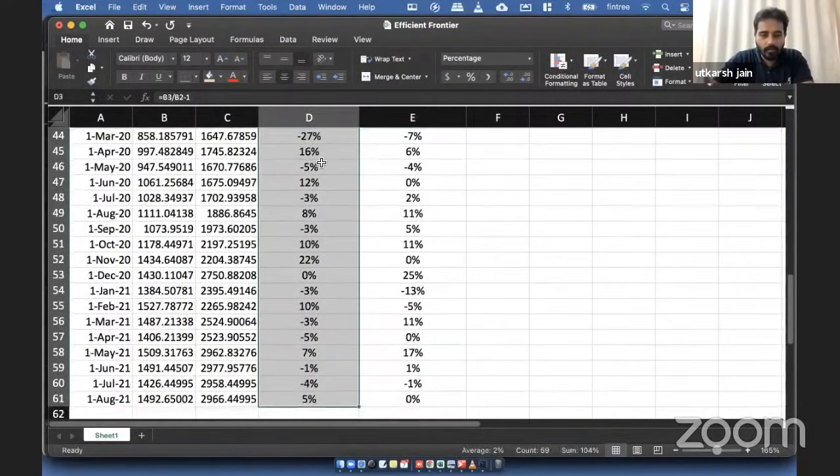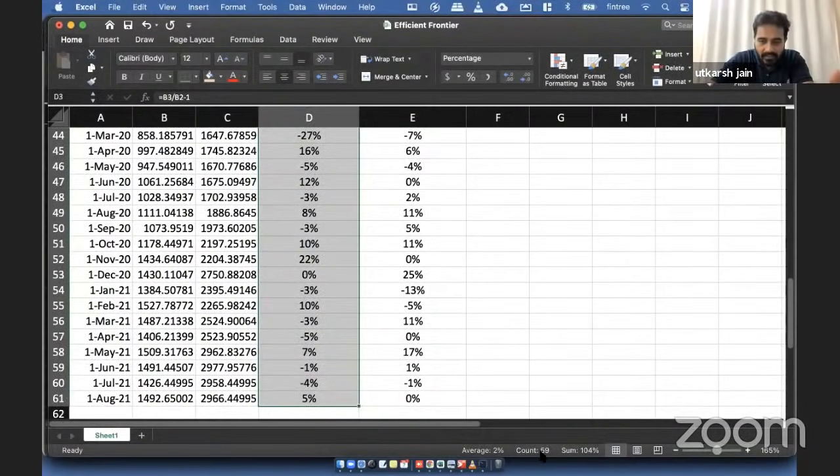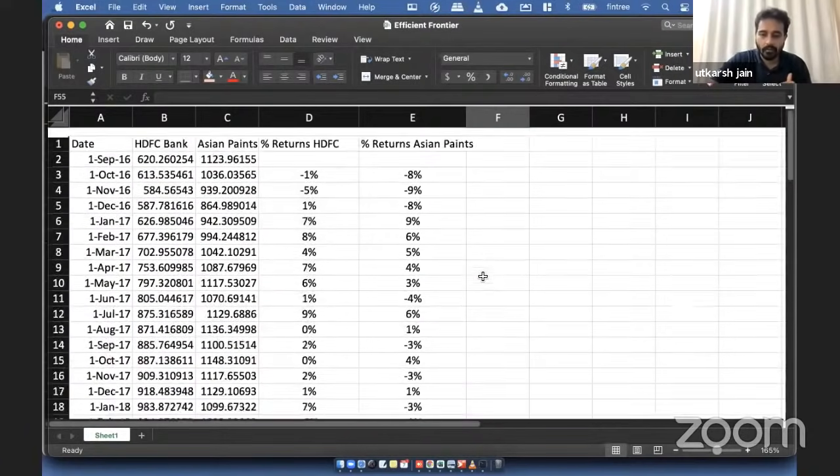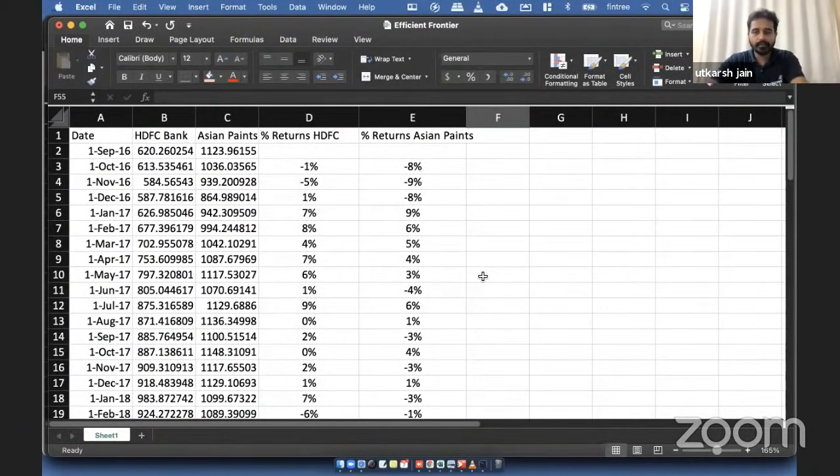So we should have about 59 data points. Yeah, here, can you see? I have 59 data points. That's because if I use 60 months, I will be able to calculate returns for 59 periods. Okay. So we have these data points. Now, what do we do with them?